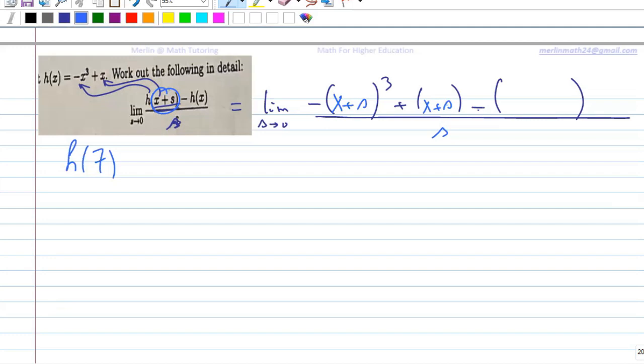What is the last minus? The last minus stands for h. What is h? It is exactly what you see, so you want to copy it exactly the same. Minus x cubed plus x. You see the one in the blue right here.